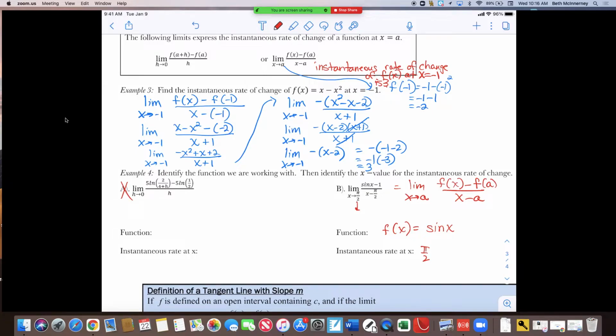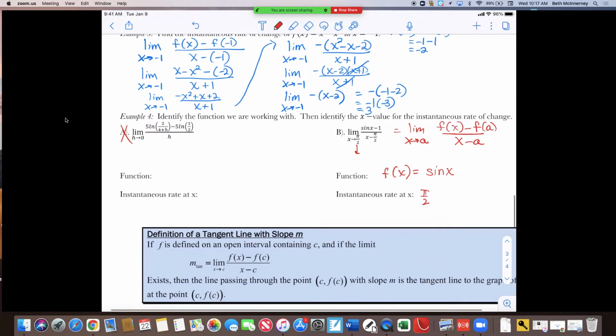So this is the f of x, so that's sine x, minus f of pi over 2. What's the sine of pi over 2? It's 1. And then this is x minus pi over 2. Okay? There we go. And this does take a little bit of getting the hang of. And we'll look at one of the homework problems as well, if we have time.